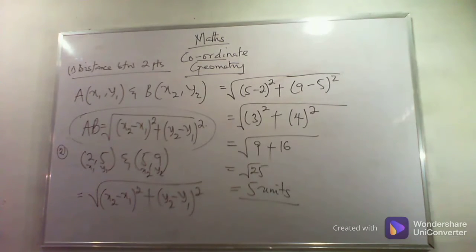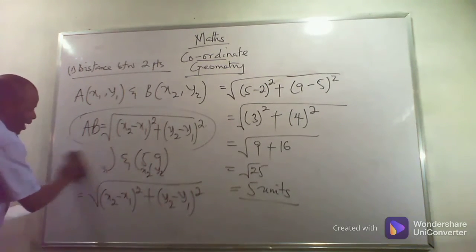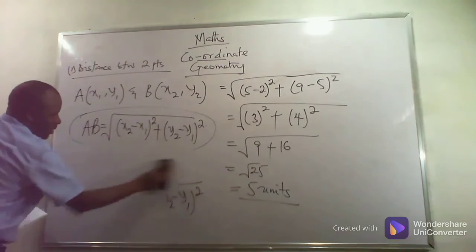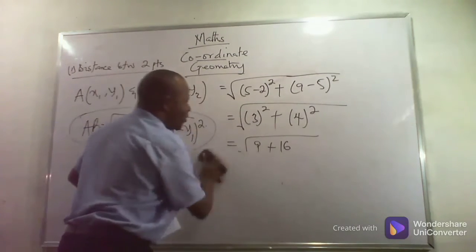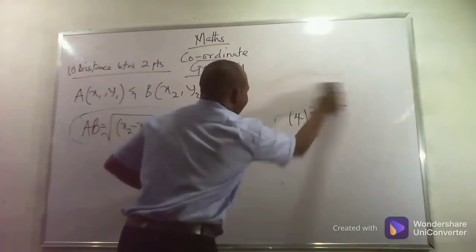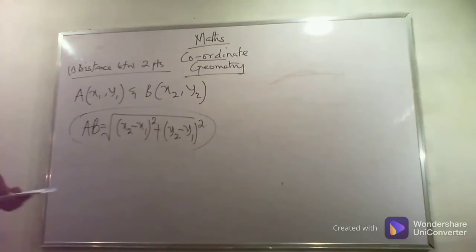So we're going to pick example number 3 now. Let me rub this part of the board out so we can solve number 3 also there, leaving the formula on the board for reference.